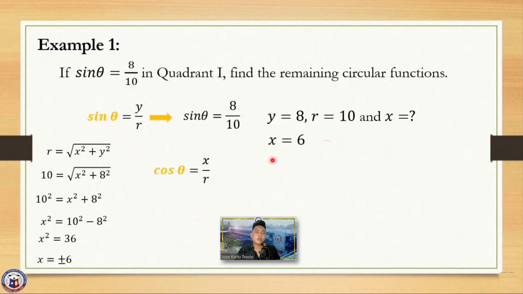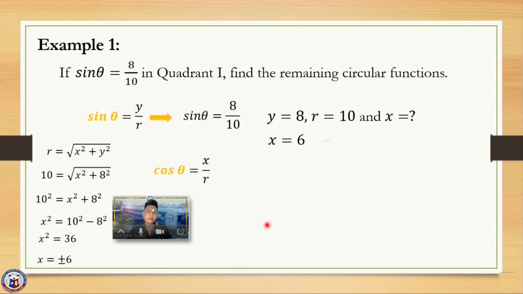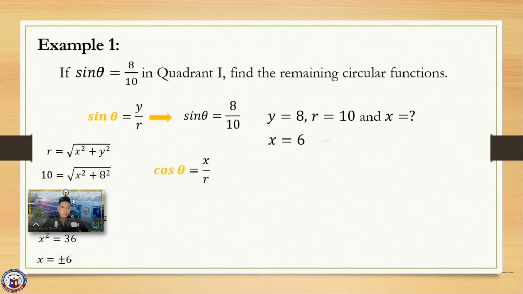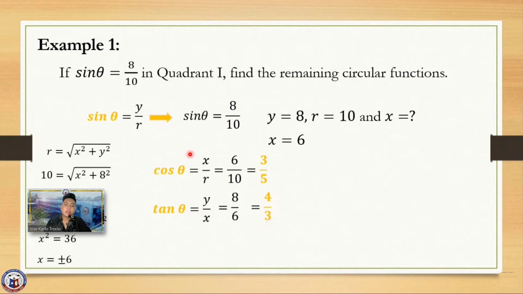Okay, so look at this. You have cosine theta is equal to x over r. We are now going to find the different circular functions. We now have the sine. How about the cosine? X over r is 6 over 10. We substitute x is 6, r is 10. Let us make this quick. How about the tangent theta, y over x, that is 8 over 6, simplify, divided by 2, that is 4/3.